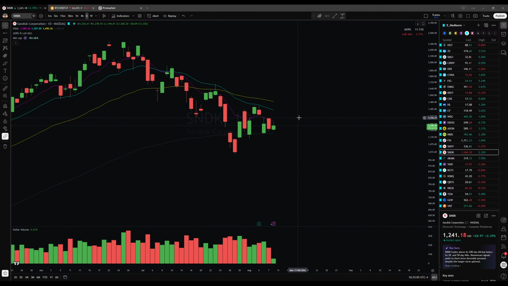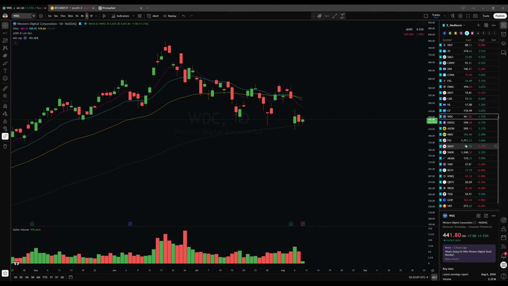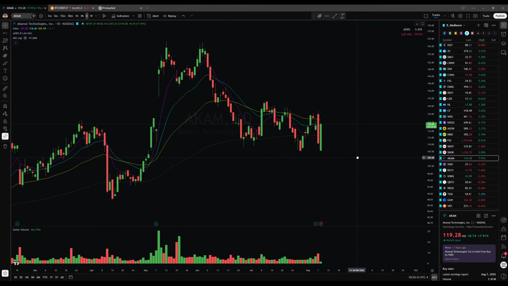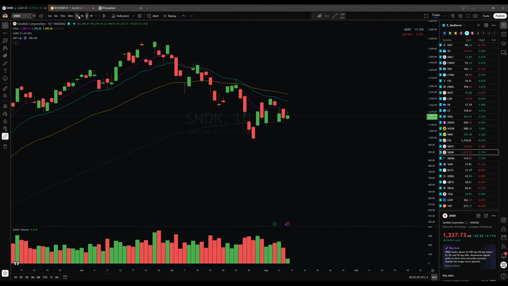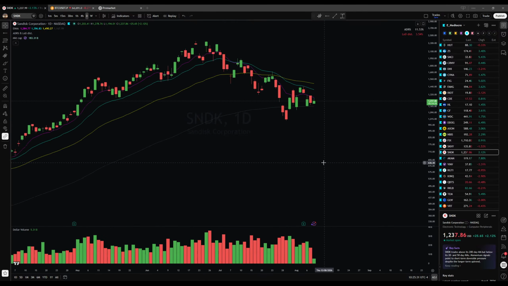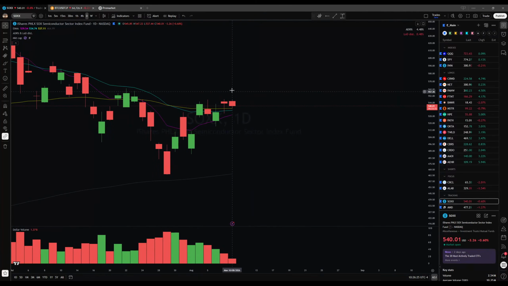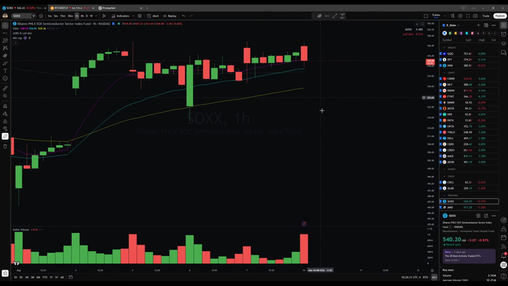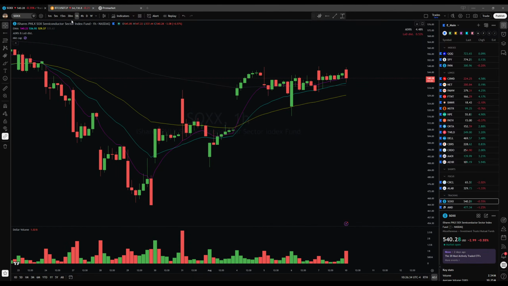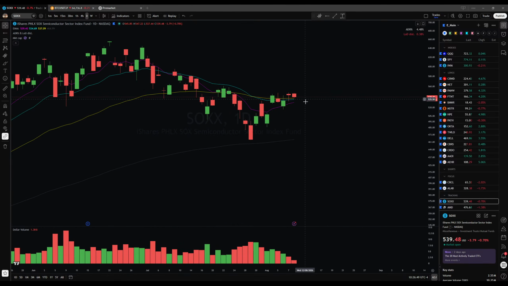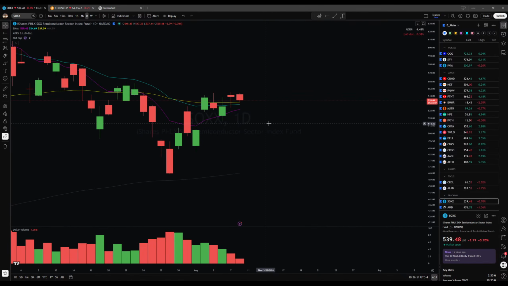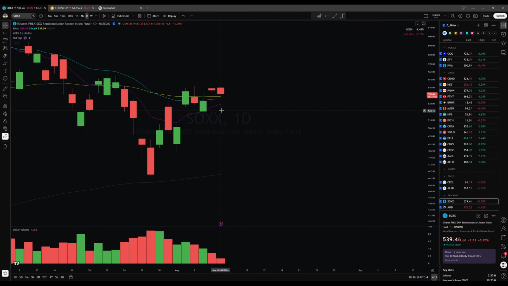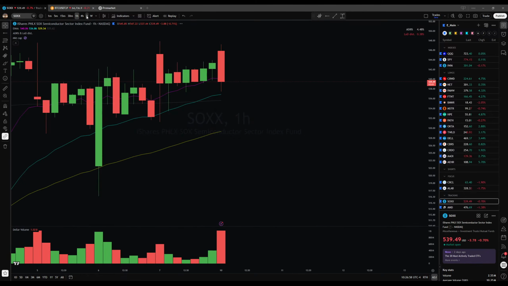SNDK right now is looking really weak. I think most of the memory names are looking weak. But technically, they could be a short. But the StockX is doing pretty well. I mean, holding up quite well for now. Yeah, although I will be leaning towards the long side as long as it holds above the rising 9.